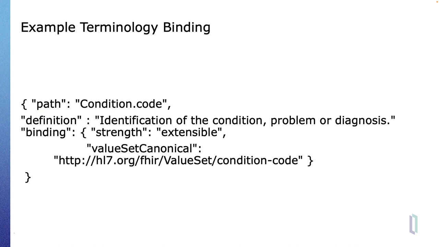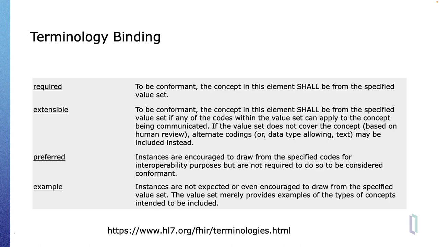We could also express the strength of a binding of a given element to a terminology. And in this example here, you see that strength is extensible. So let's see what this means in terms of FHIR profiling. We have a number of different ways in which we can specify the strength of a binding. Required means that if this terminology is valid in the FHIR spec, that element has to have an element from the required code set. Extensible means that we should choose a code from the value set when it is available. But if it's not available, we're allowed to extend it, so we could create alternate codings.